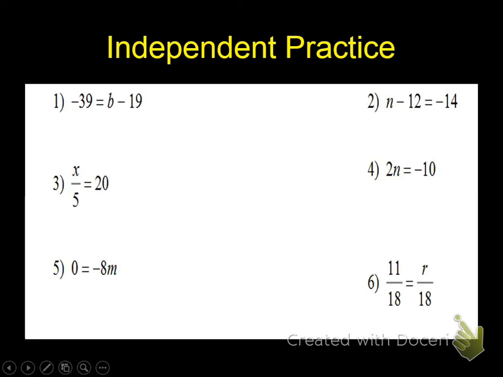Okay, at this time, you're going to try 6 independent practice problems. I want you to copy each problem onto the graphic organizer in the box with the number that matches the number on our paper here. When you're done, please turn the video back on, and I'll go through these 6 problems with you step by step, and you can check your answers. So please copy these 6 problems down now and begin.